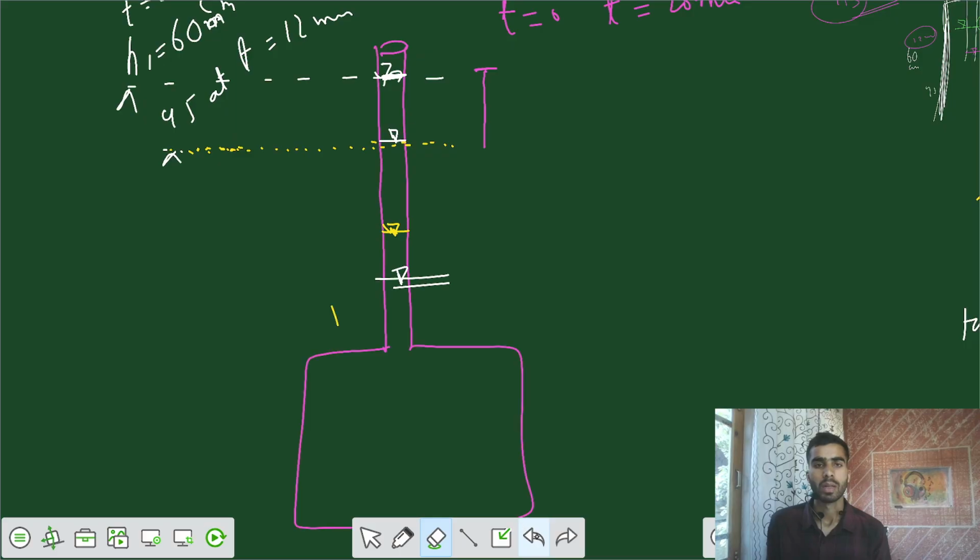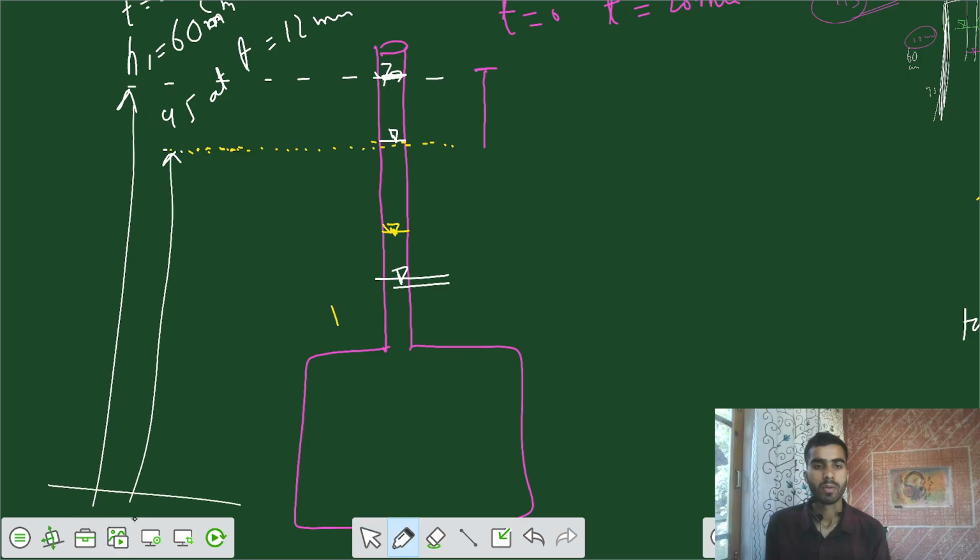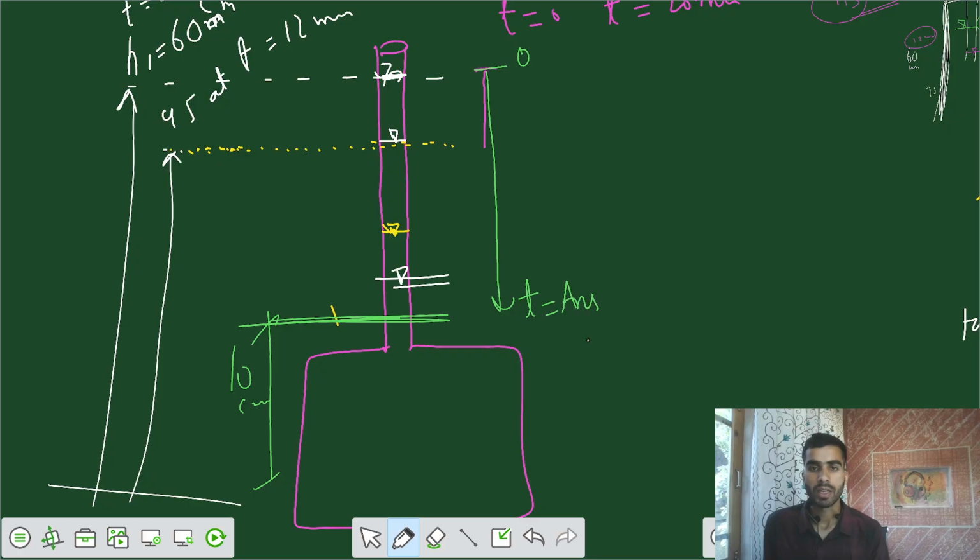So let's say that your initial height h1 was 60, h2 was 45, and I want only 10 centimeters now. Such that this is your final 10 centimeters. So it would take some time from the origin, from t equals 0 to time t equals to that answer we need to calculate.